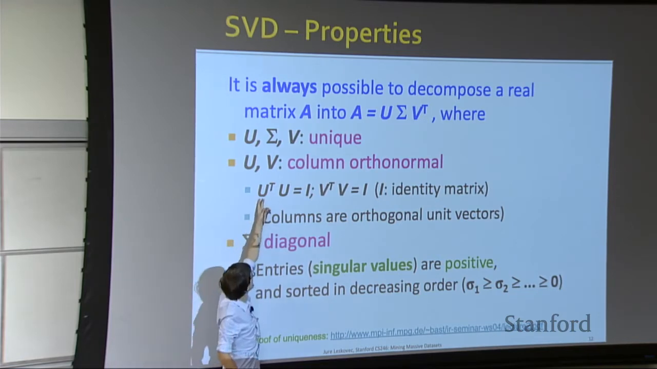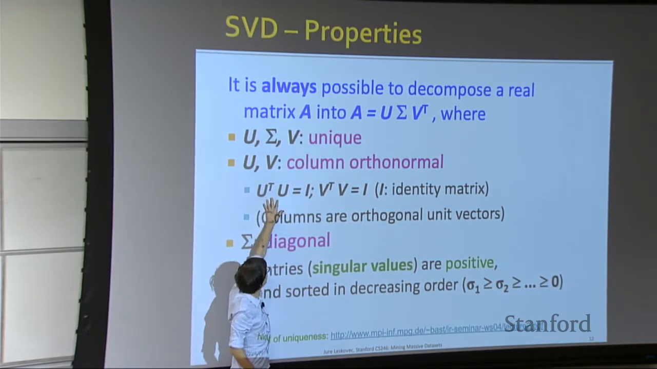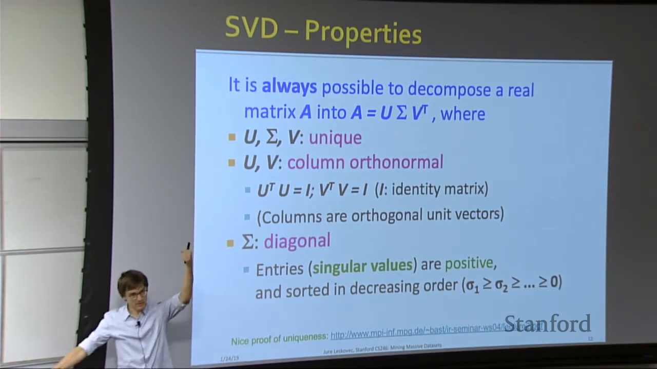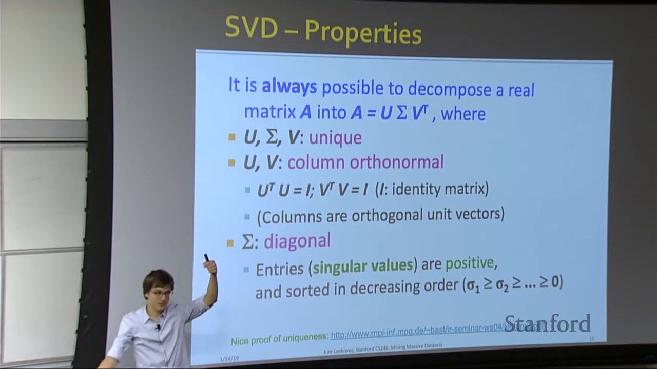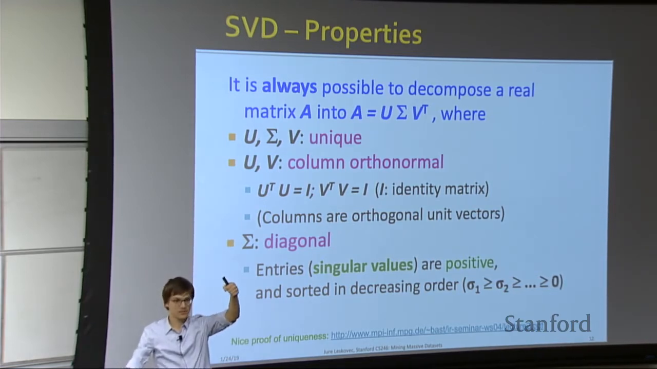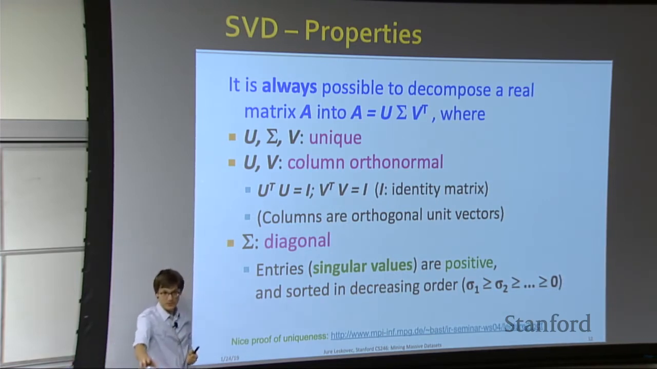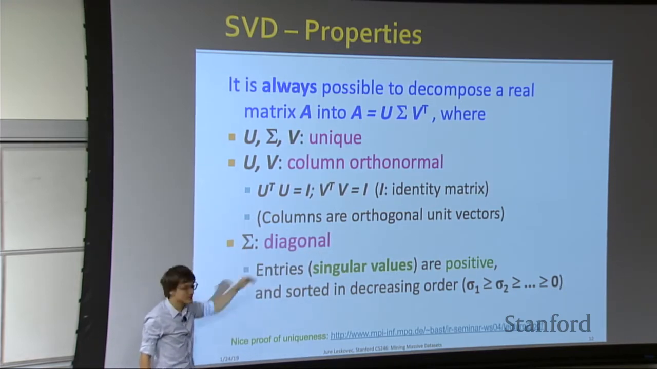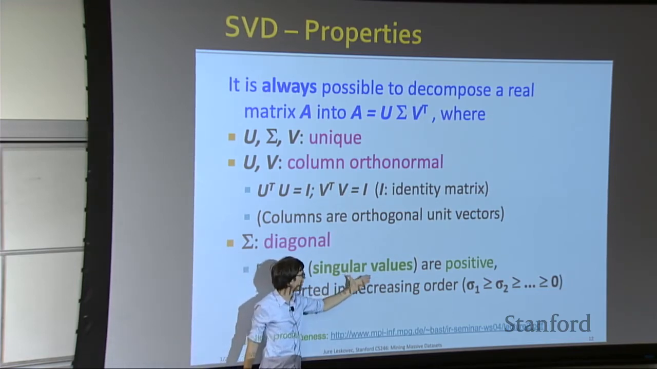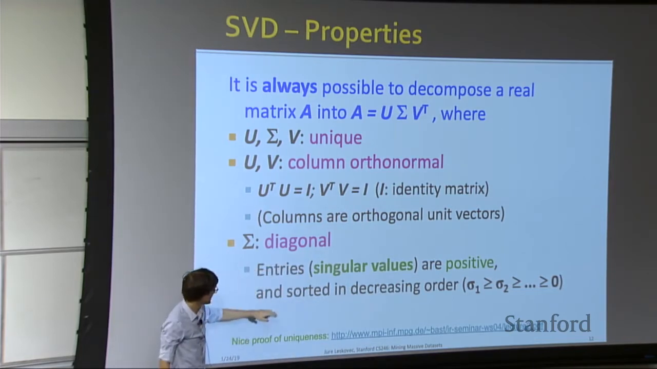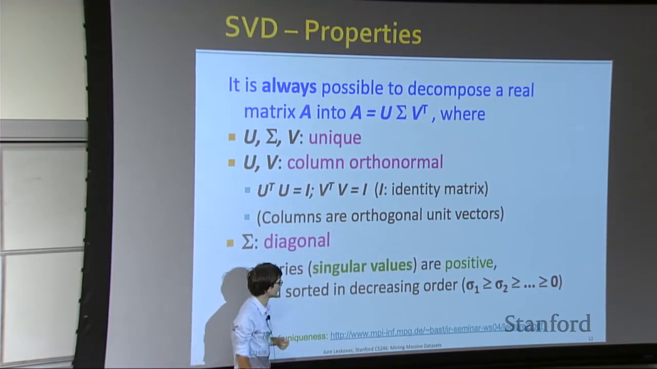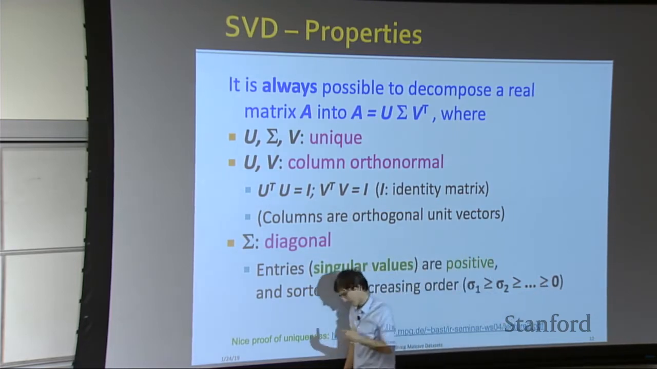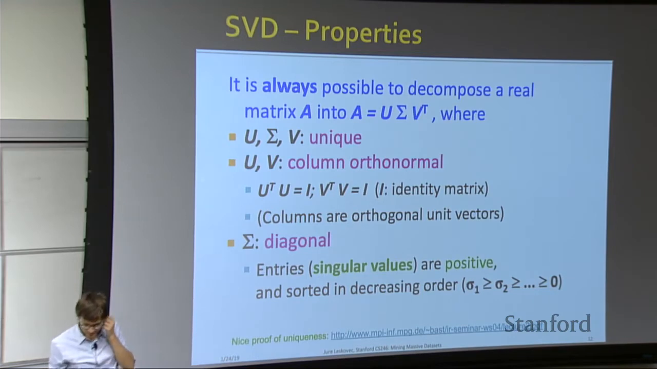What does this mean? This means that if you take the matrix transpose and multiply it with itself, you will get an identity matrix. Why? Because every two vectors are orthogonal, they multiply to 0. And whatever is on the diagonal, you take the vector and multiply it with itself, and you get its Euclidean length squared. So if the Euclidean length is 1, then the length squared equals 1 as well. So you get 1s on the diagonal and zeros elsewhere. This is called the identity matrix. Okay? And then our matrix sigma is diagonal, and the entries, which we call singular values, are positive. We think of these singular values as sorted in decreasing order. So sigma 1 is the biggest, sigma 2 is the second biggest, all the way down, and they are all greater than or equal to 0. So they are all positive. Okay? So that's the idea.